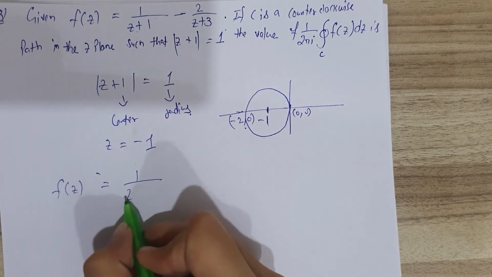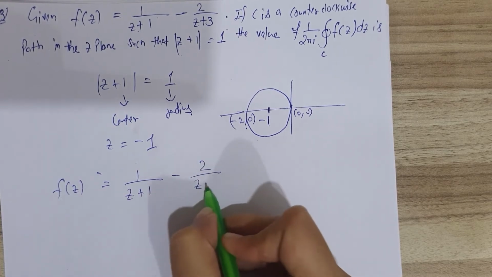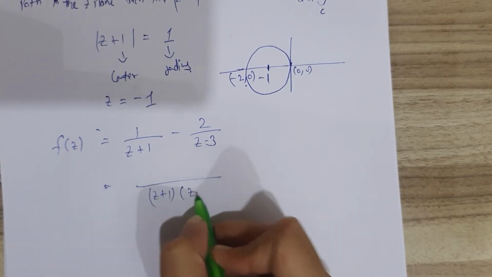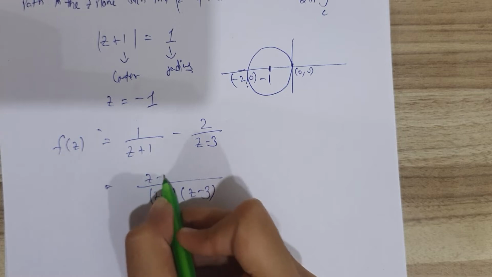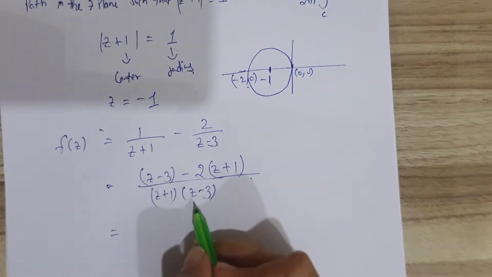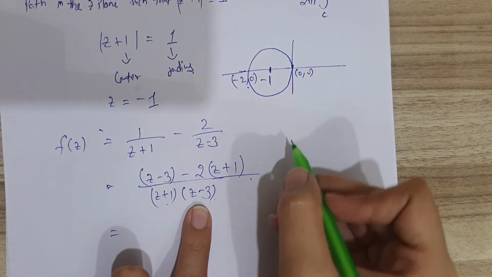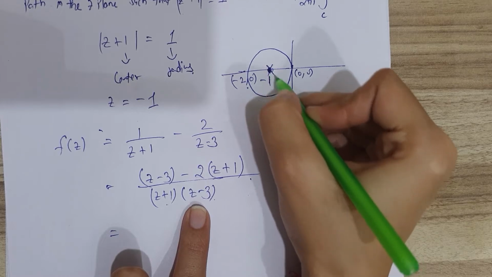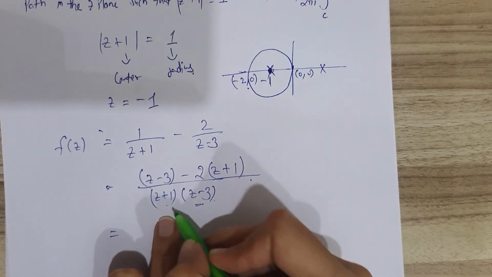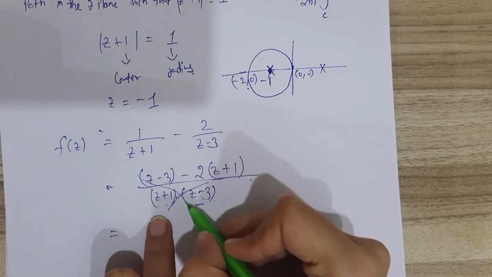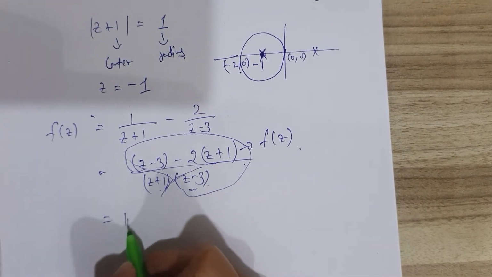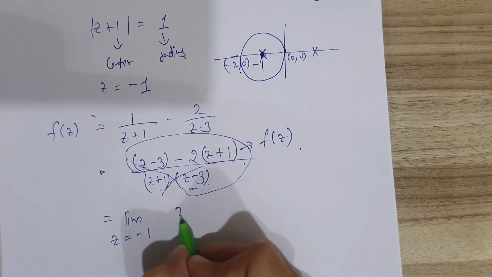Here the function is... now to solve this function we have to multiply this. Now the poles are minus 1 and plus 3. Here this is a pole, and plus 3 is here. It means that this is outside the circle, and this is inside. It means that this is f(z). If this is f(z), then the limit is z equal to minus 1.